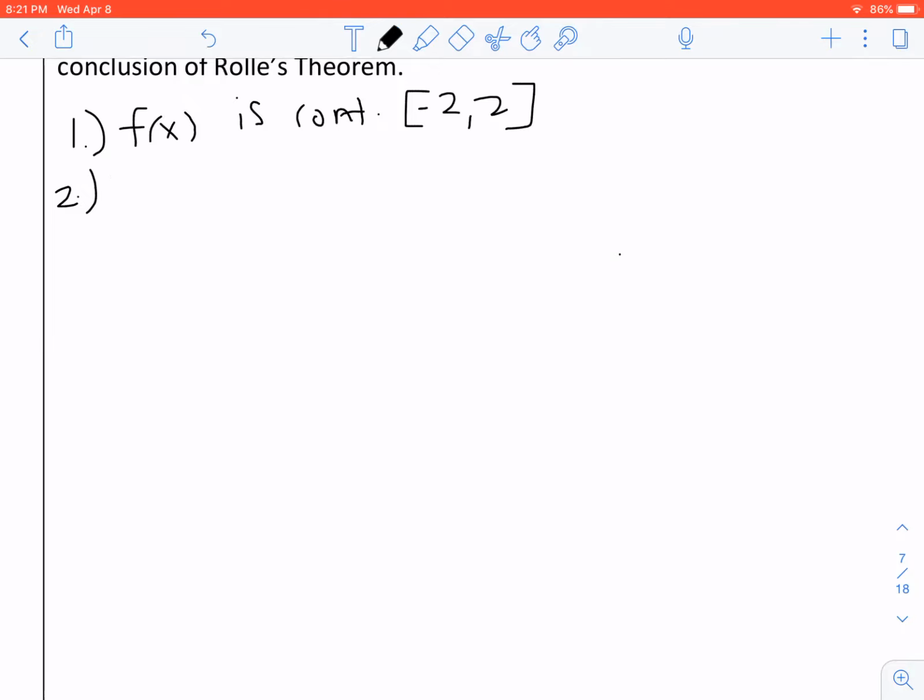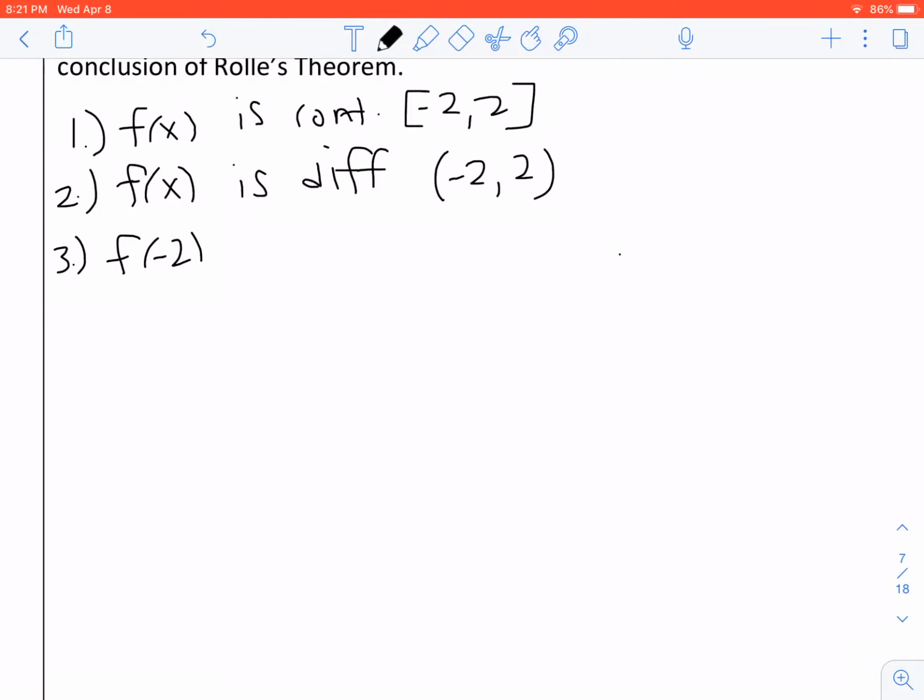The second thing that we have to check is that f(x) is differentiable on our interval from -2 to 2. Both of these are true. We are dealing with a polynomial, which is a continuous function over all real numbers, and it's differentiable everywhere. The third thing that we have to check is that f(a) is equal to f(b). So our interval goes from -2 to 2, so we have to find f(-2), and we have to find f(2) to see if those are exactly the same value.